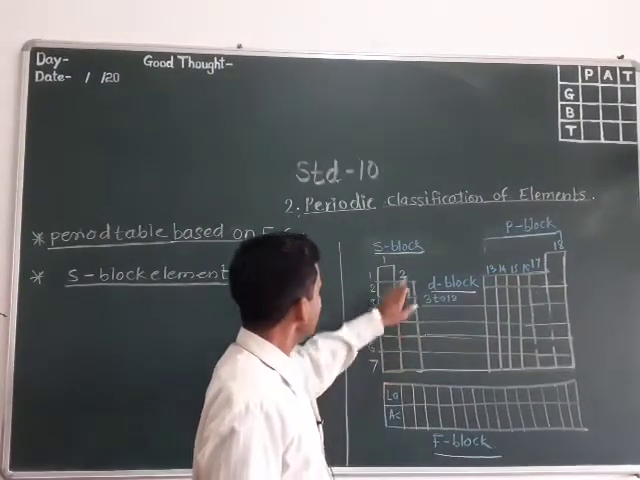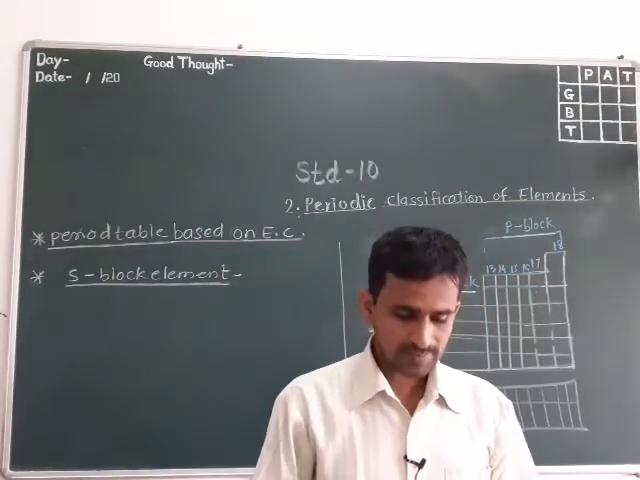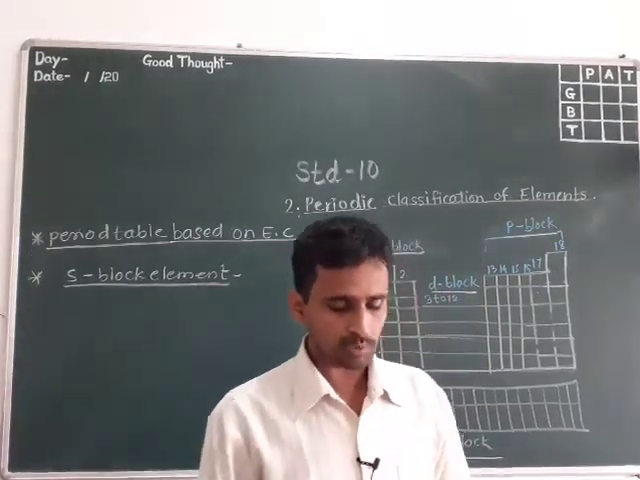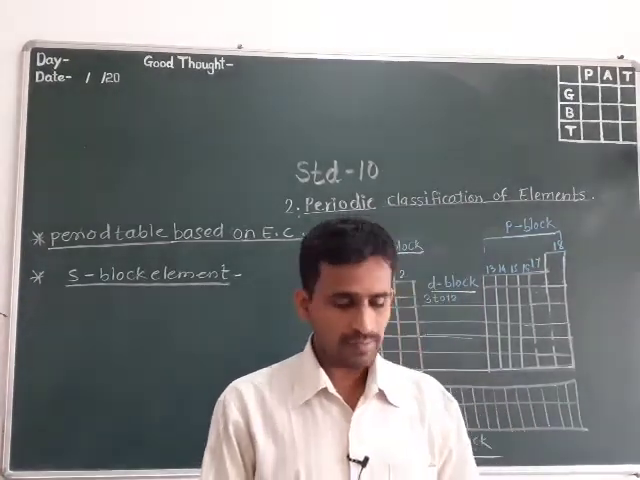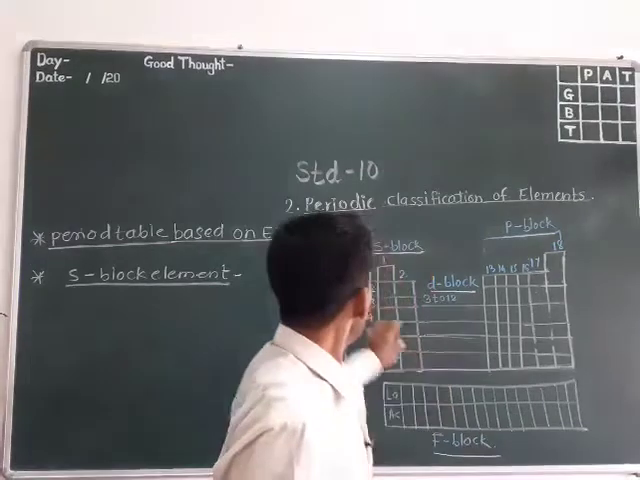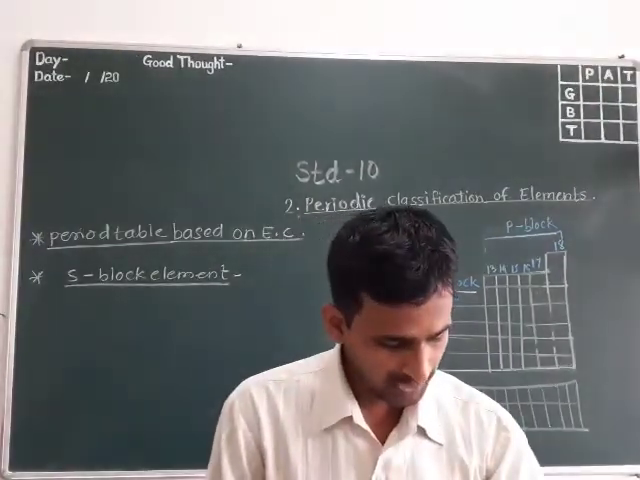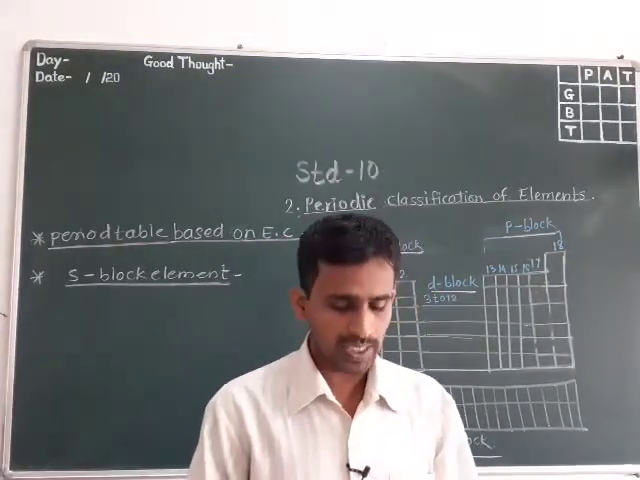The groups first and second are included in the S block. These elements contain 1 or 2 electrons in their outermost shell. All these elements are metals. In the S block, the outermost shell has 1 or 2 electrons.